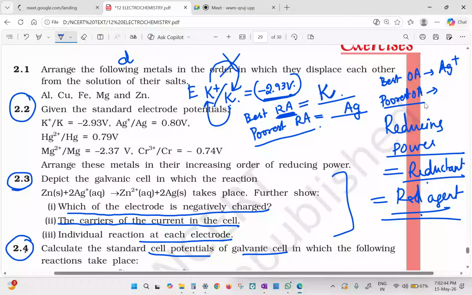The poorest oxidizing agent is the one which is not willing to get reduced. Potassium, K plus. Understood, children? Yes, ma'am. Okay, very good. So these questions, these are very important results. These are usually asked in the board exam.